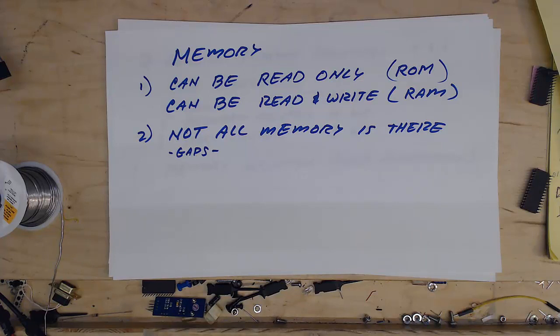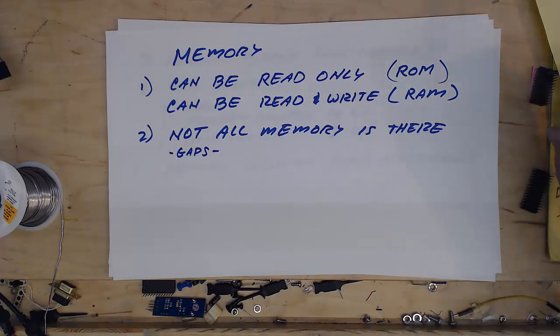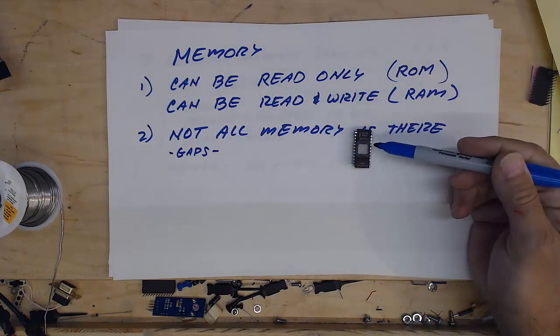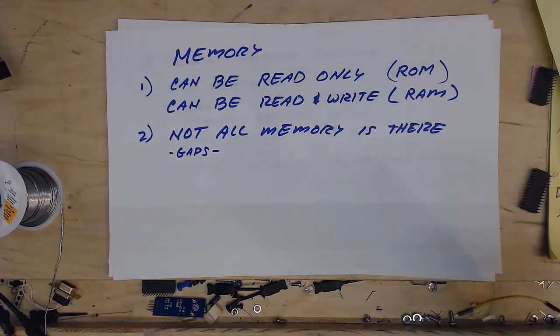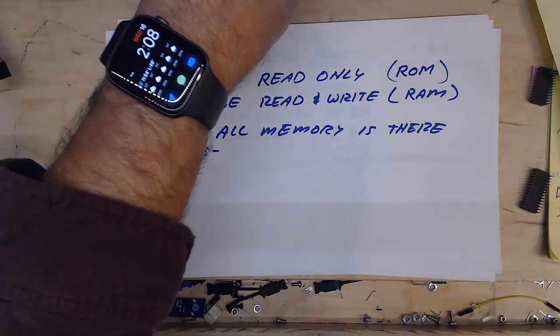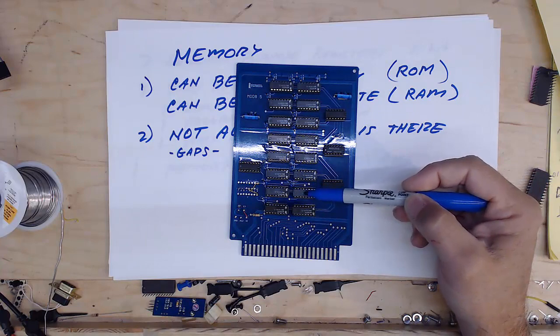Two important concepts with memory. Memory can be read-only, and our EEPROM is an example. These are all read-only memories. We go out and program them somewhere, and then once we program it, we can only read it. We also have random access memory that we can read and write. And so here's our random access memory in our Mill Mod system.